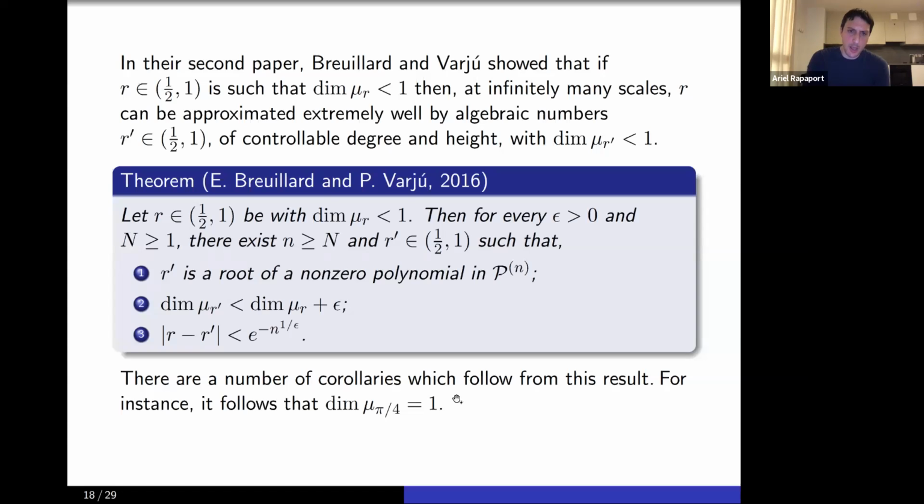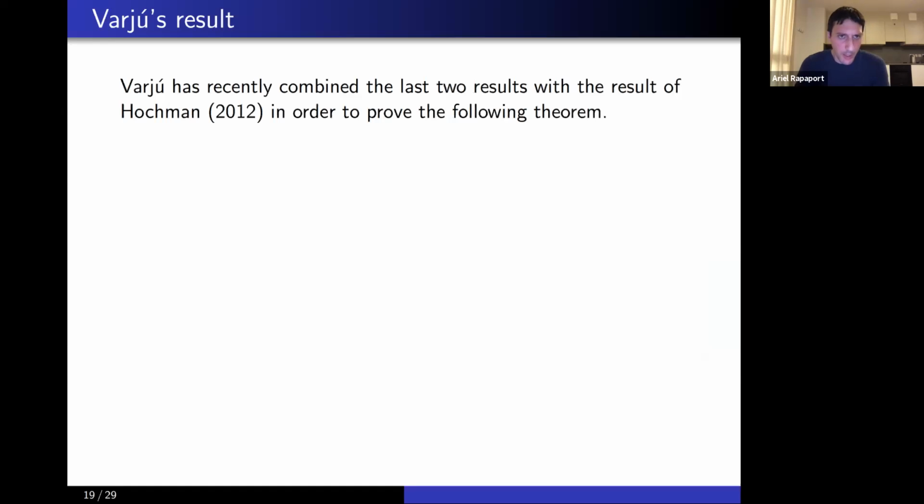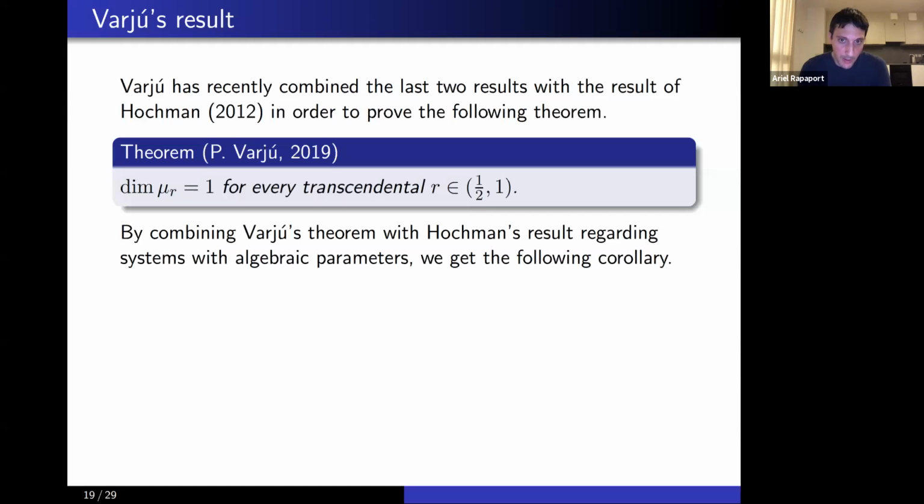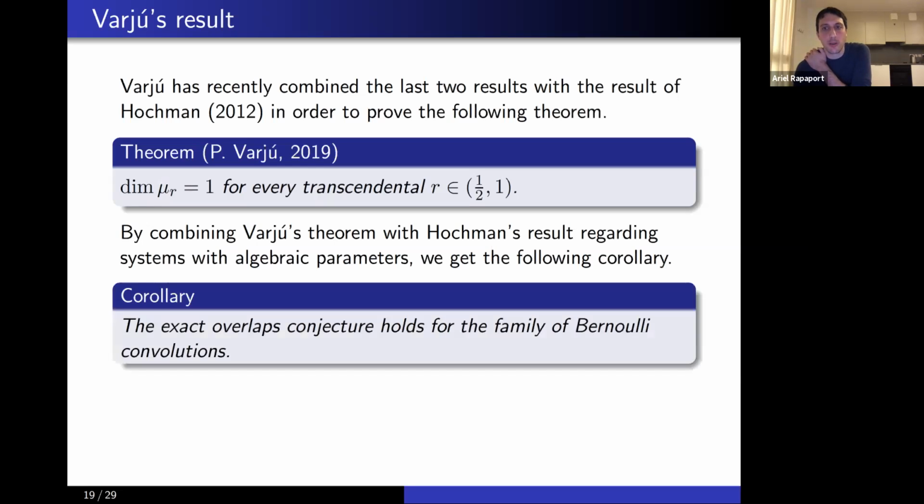In any case, Varjú later combined these last two results with Breuillard and Hochman's result, which I mentioned from 2012, and proved the following theorem, which says that the dimension of mu R is equal to 1 for every transcendental parameter in the relevant interval. And from this theorem, combined with Hochman's corollary regarding systems with algebraic parameters, we get the following very nice result, which says that the exact overlap conjecture holds for the family of Bernoulli convolutions.